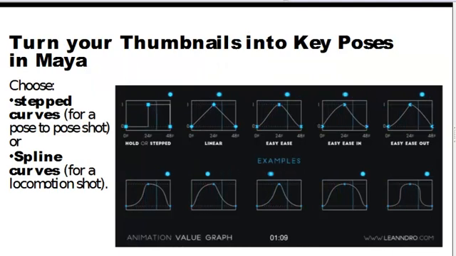Then, once you've got your thumbnails working, you turn them into key poses in Maya. Now, at this point, there are two basic methods of working. There's the stepped curves method, which is for pose-to-pose animation, or the spline curves method, and that might be more for a locomotion shot, say, a dragon flying through the air or a creature walking along the ground. You're going to use spline or linear curves for that. If it's more pose-to-pose, then stick with stepped curves. Both methods are fine. It will depend on the shot, but you want to make sure you know which way you're going, and then follow that route.